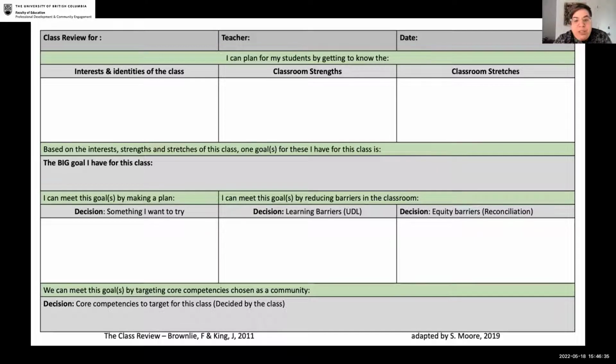And then the other decisions, I have them set up as, we can meet these goals that we have for our class by reducing barriers in the classroom, talking about two big barriers, which are barriers to learning and barriers to equity. They exist in every single classroom. But then I realized that there's a lot of questions about what a barrier is. So you're going to need your chat box for this.